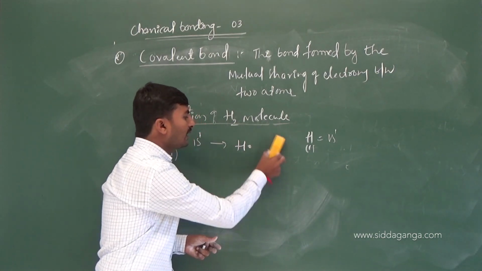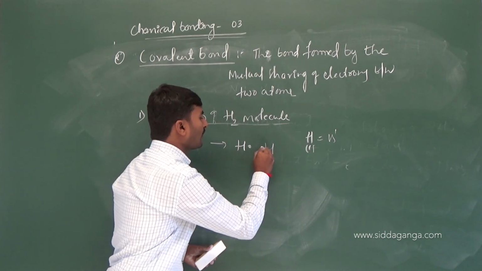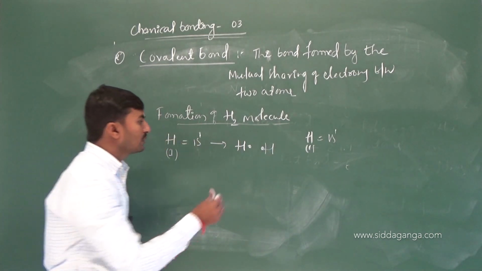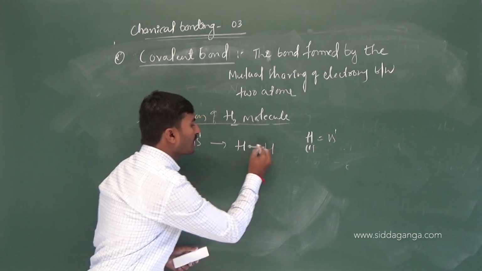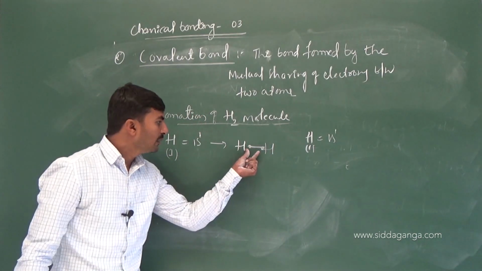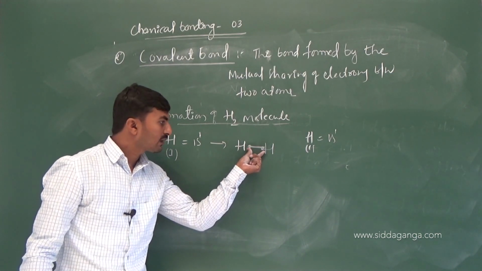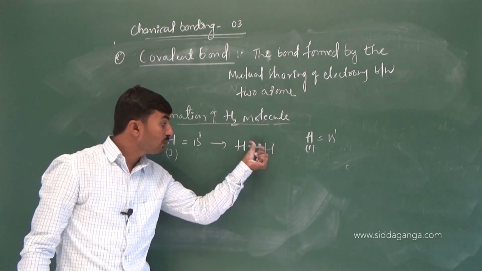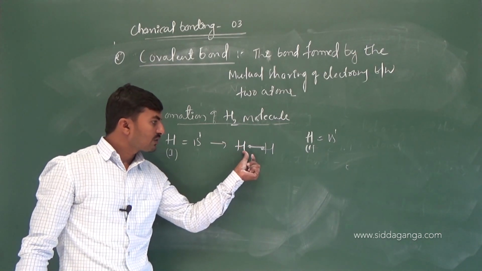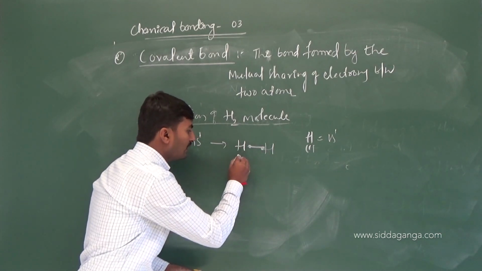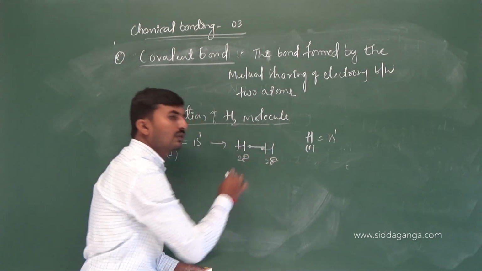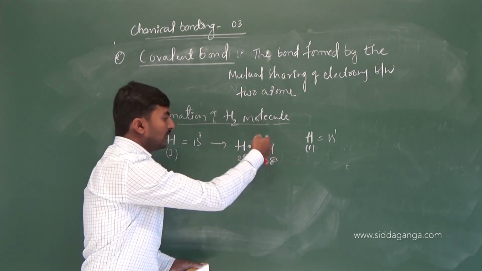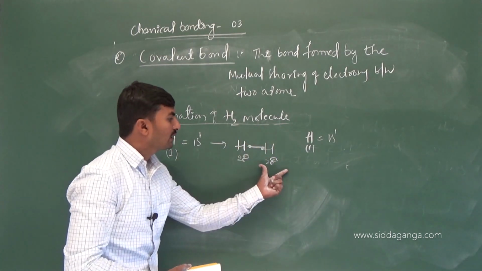Then what happens now? Instead of losing or gaining the electron between the two atoms, there is a mutual sharing of electrons. Mutual sharing of electrons means these two bonded pair electrons, the electrons involved in the bonding, are bonded pairs. These two electrons are responsible for both the atoms. This hydrogen requires 2 electrons. These two electrons are equally shared by this hydrogen and this hydrogen also. In this way they can attain the stable electronic configuration.